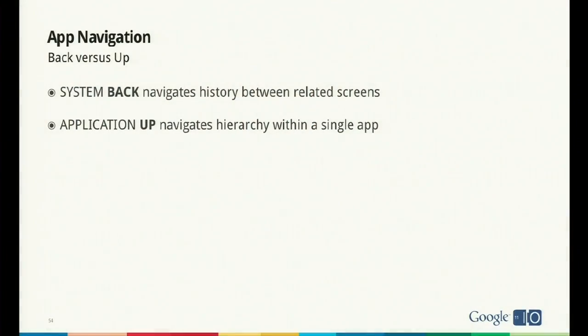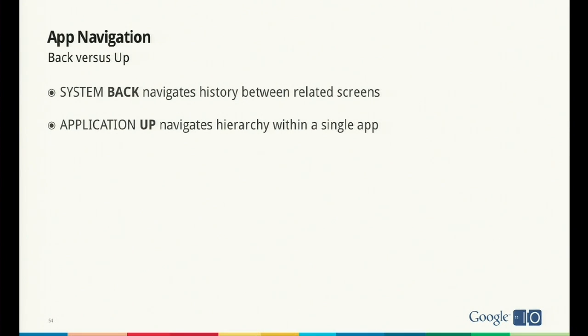So in addition to the system back, which still handles the history of moving between related screens, we've now added an application up, which we support through the action bar, and we just support by transforming the app icon by putting a little left-pointing chevron beside it. And that lets the user navigate hierarchy within the app.